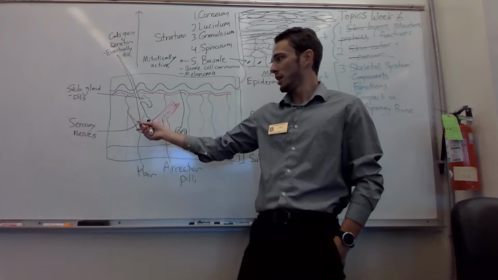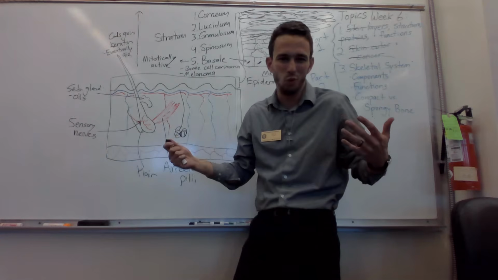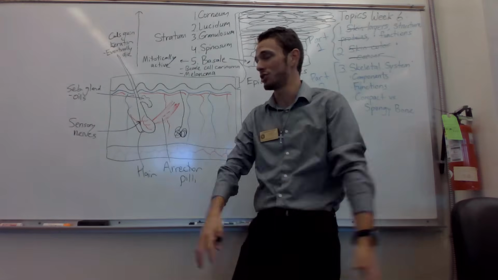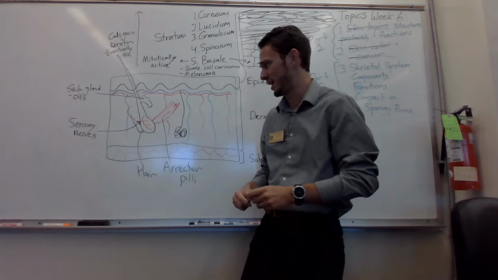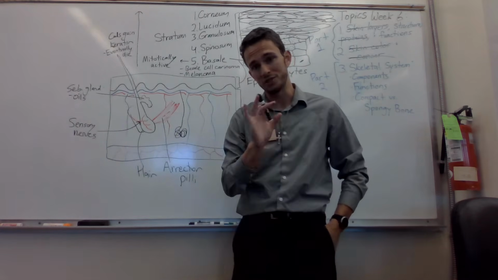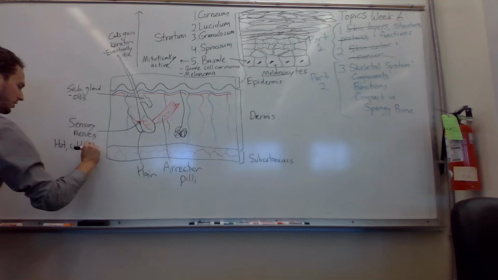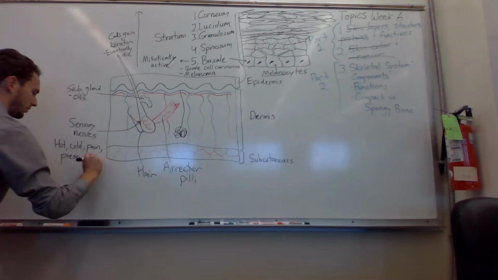So your erector pili muscle is stimulated when it's cold. Again, it's a vestigial structure because that doesn't really keep you warm. It did for primates earlier in evolutionary history, but not as much for us. So it's more of just an involuntary response now. But what I did focus a lot on in class are these sensory nerves. With sensory nerves in your skin, you can experience 5 different sensations. You can feel hot, cold, pain, pressure, and touch.